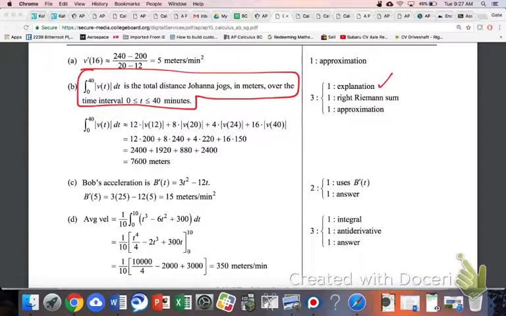Right Riemann sum. They want to see evidence of a right Riemann sum. Technically, the thing that I'm putting in the box is evidence of a right Riemann sum. But I want to point out that you could earn both of these 2 points on this step right here. Let's talk about why. Isn't the stuff that remains from there on out simply arithmetic? And you can leave arithmetic unsimplified. There is no compelling reason for you to go beyond that. And if you get to that 7,600 meters, good for you.